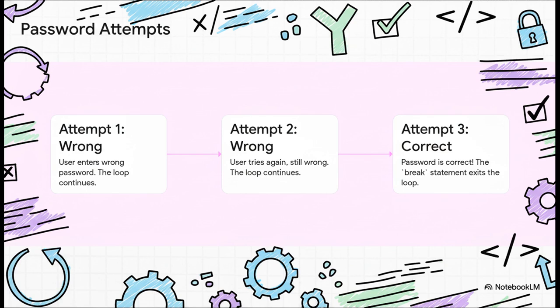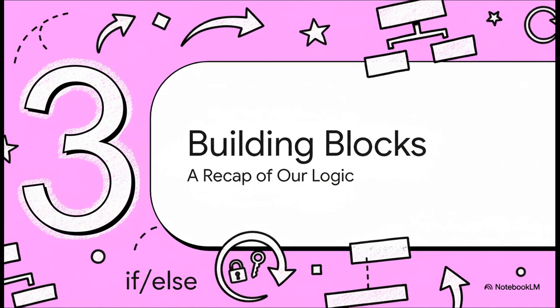The while loop starts. Attempt 1, user gets it wrong, so the loop continues. Same thing for attempt 2. But on attempt 3, they finally type secret. Our if condition inside the loop becomes true. That break command gets triggered, and bam, we're out of the loop. Success. All right, so let's just step back for a second.